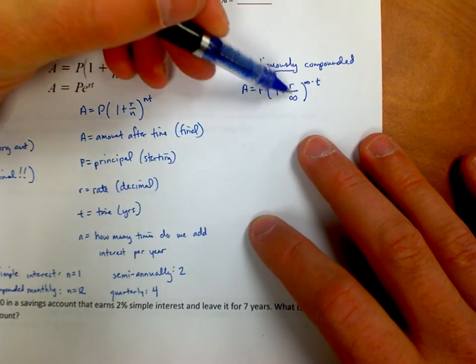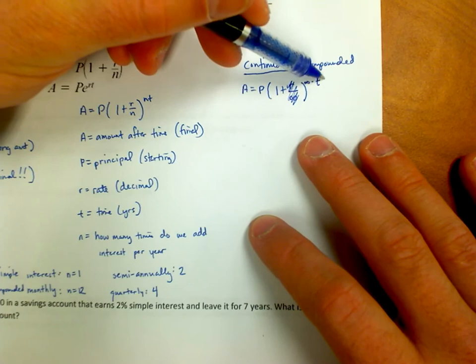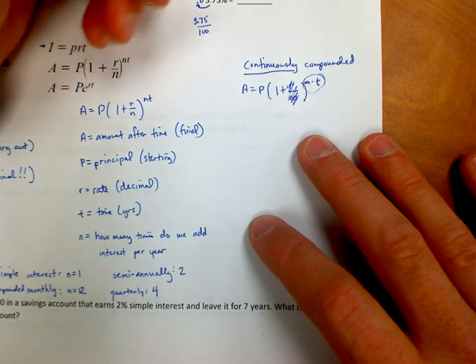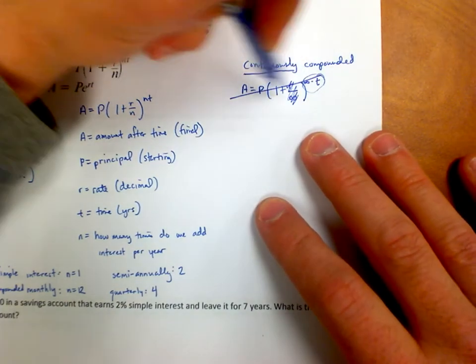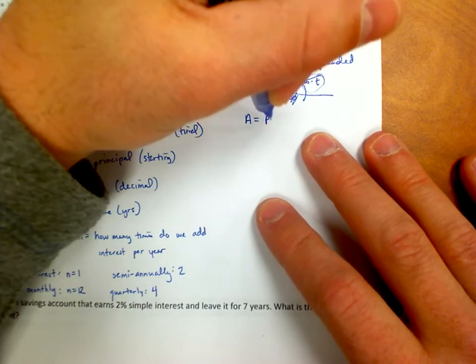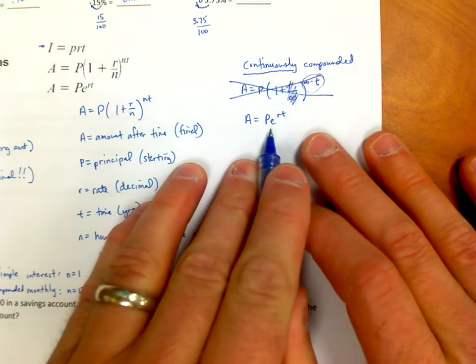But if I take any number and divide it by infinity, then basically that goes away. But this gets huge. That's a huge exponent. I raise something to the infinity power, and that doesn't make sense. We've got to have a different formula. So if interest is compounded continuously, that is the only time we use this formula. And that's where this formula comes in.